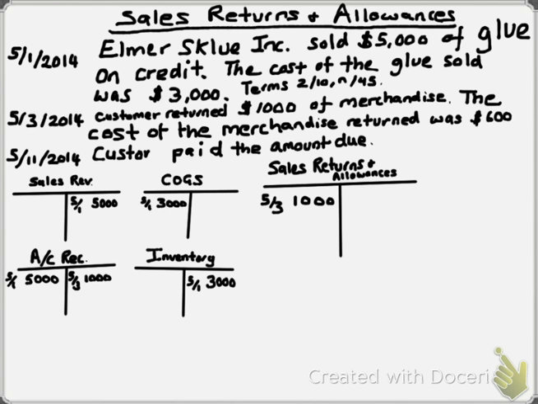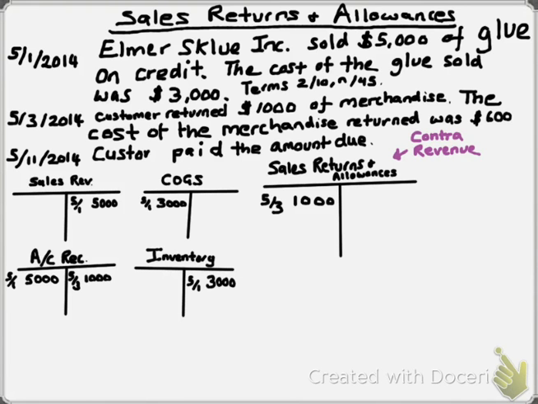As you may have already guessed by now, sales returns and allowances is a contra revenue account, which means that the normal balance of the sales returns and allowances account is a debit. Remember, the sales revenue normal balance is a credit, and a contra revenue will have the opposite balance. So the opposite of sales revenue would be a normal debit balance for this account.